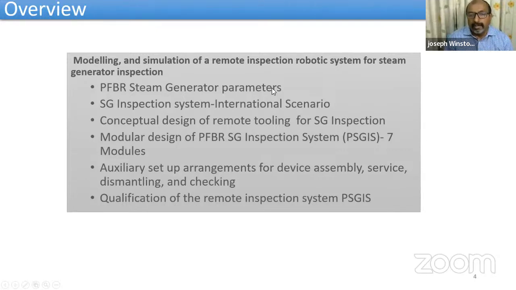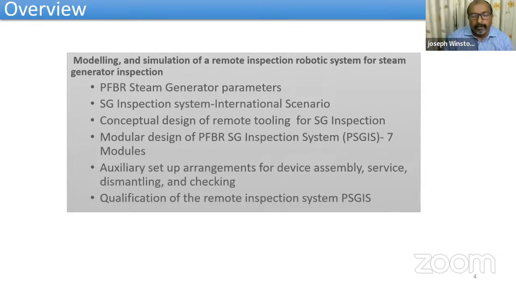First I will cover the steam generator parameters, to show how complex the system is, and also to sensitize you to the international scenario on this particular heat exchanger inspection system. And then the conceptual design, how this evolved from the fundamental operation methods. What are the various operations needed to inspect a steam generator, which is a heat exchanger.